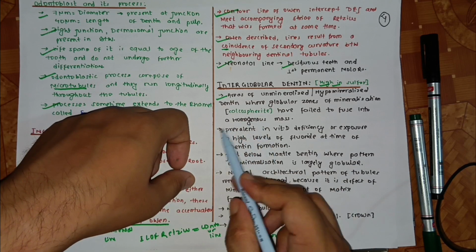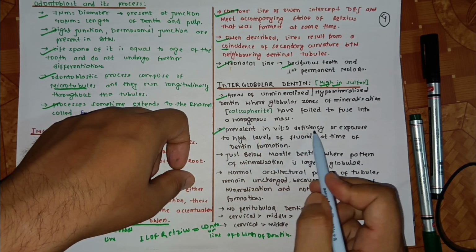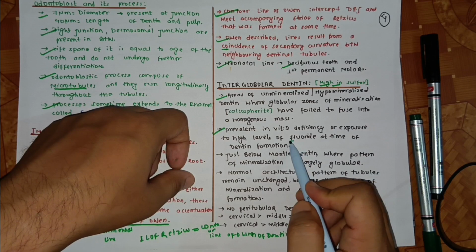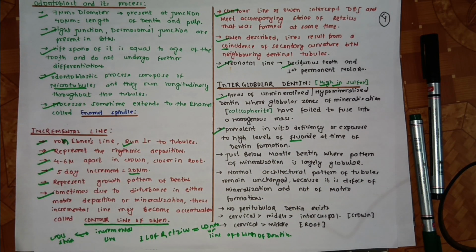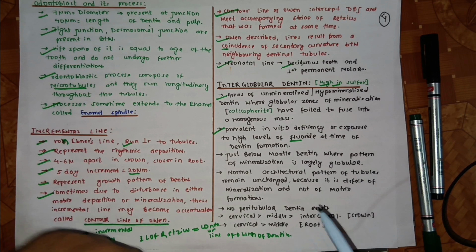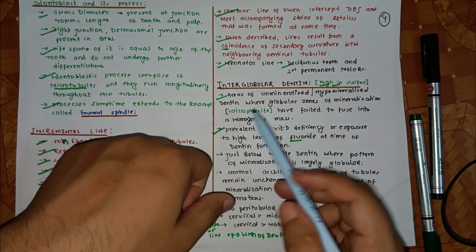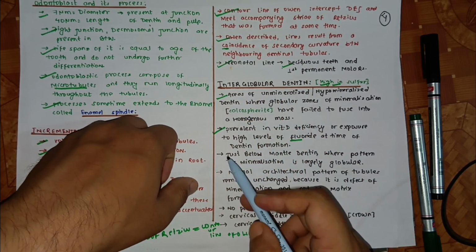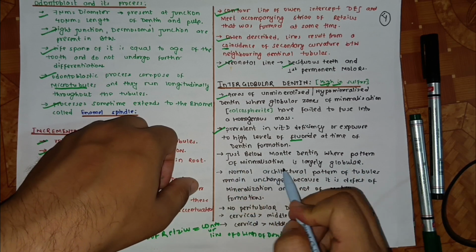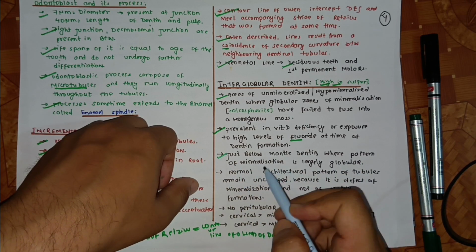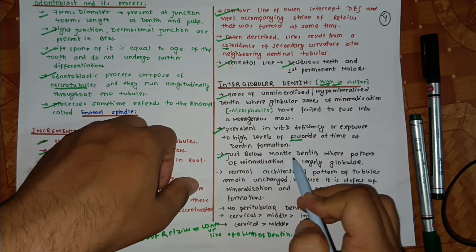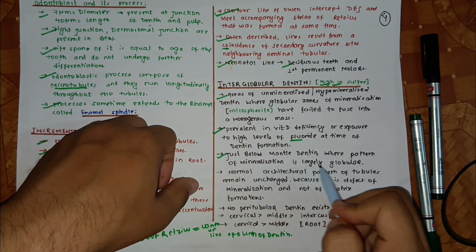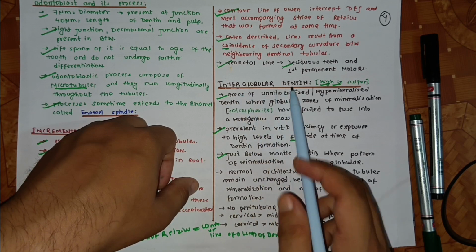It is prevalent, and this is important, in vitamin D deficiency or exposure to a high level of fluoride at the time of dentin formation. When the dentin is forming, if the person suffers from vitamin D deficiency or is exposed to a high level of fluoride, there is a high chance of interglobular dentin formation. It forms just below the mantle dentin, where the pattern of mineralization is largely globular. In mantle dentin there is globular mineralization, so there is a high chance of interglobular dentin forming just below it.